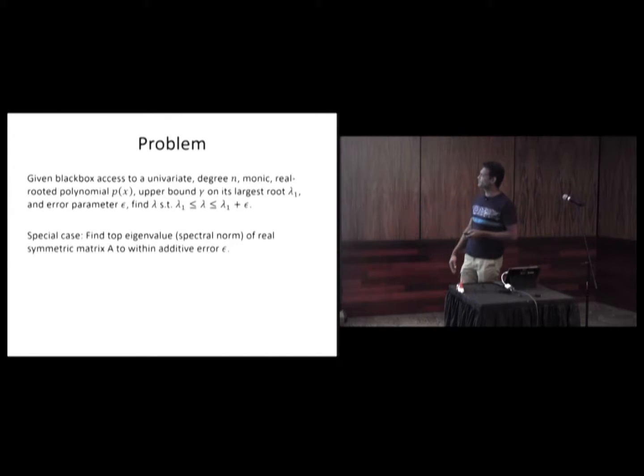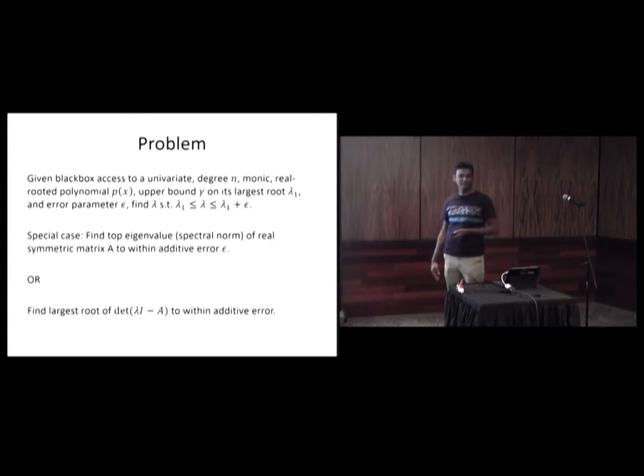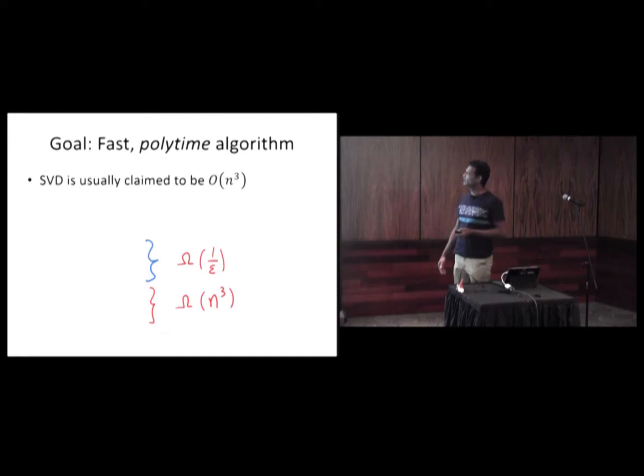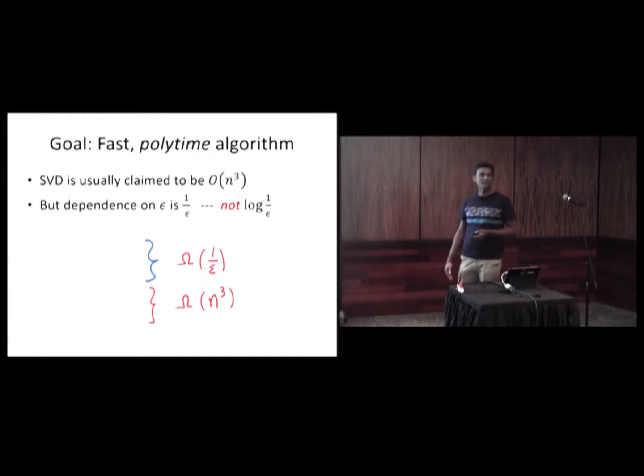A special case of particular interest is finding the top eigenvalue of a real symmetric matrix. In this case, the polynomial is the determinant, a univariate polynomial, and you want to find it with an additive error. Of course, there's a lot of independent work just on this problem, where it's not black box, it's explicit. Now our goal is to find a fast polynomial time algorithm. By that I mean polynomial in all the input parameters, so log 1 over epsilon and the degree of the polynomial. SVD is usually claimed to be n cubed. I often claim it too. But of course, the dependence on epsilon is 1 over epsilon, not log 1 over epsilon.